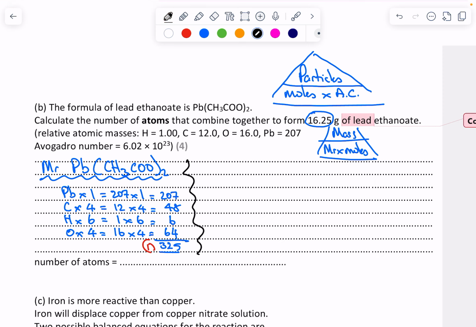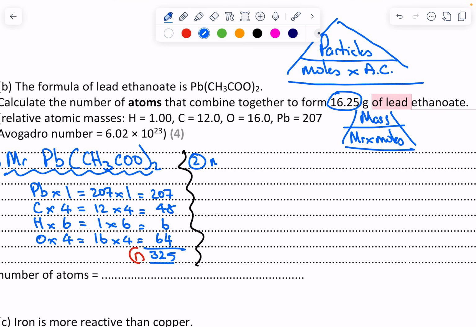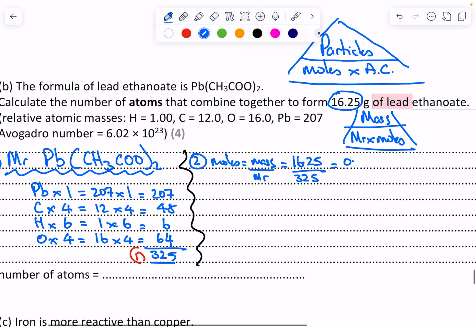Next step then is we said we're going to try and work out the moles. So that's step 1. Step 2, if we're going to work out the moles here, the moles is the mass divided by the MR. So the mass is 16.25 divided by the MR that we just worked out, which is 325. So 16.25 divided by 325 is an answer of 0.05 moles. Again, that step gets us another mark.